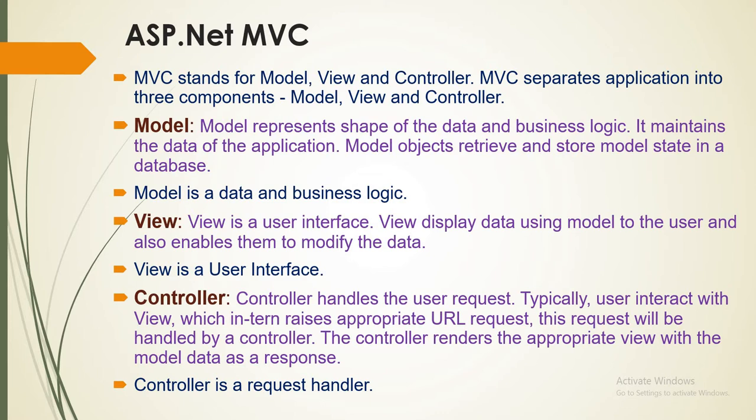Okay. So what is view? View is nothing but we can say it is a user interface or UI. So view is a user interface. View displays data using model to the user and also enables them to modify the data. Okay. So it is used to display the data, fetching the data from the database by using the controller and model. So what is model and what is view and what is controller? So view is a user interface.